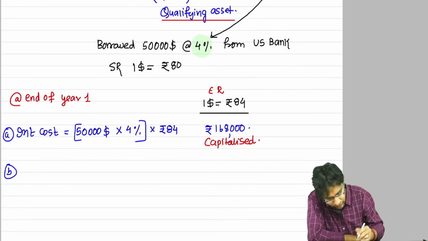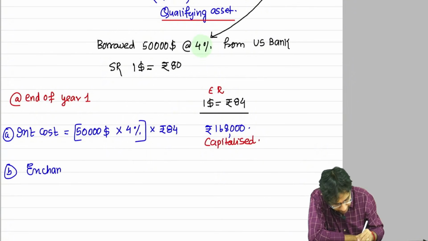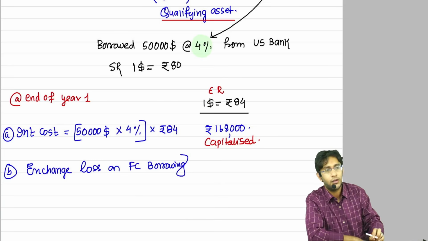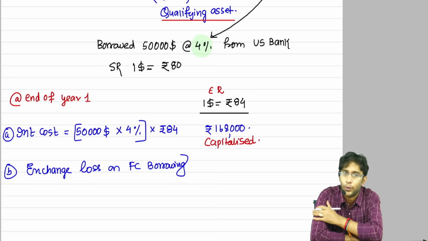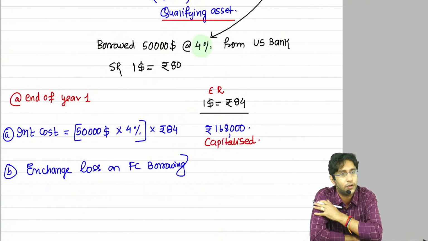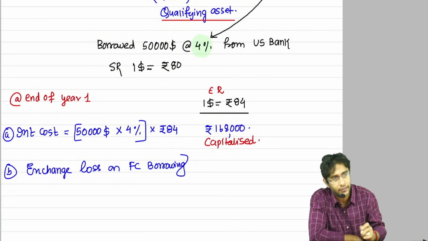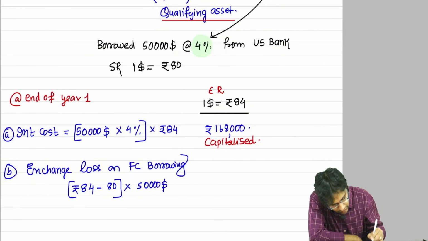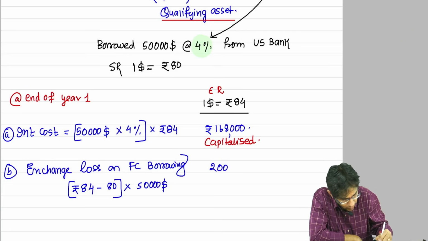Now, you are having exchange loss on foreign currency borrowing. Now you understood why the SBI fellow laughed at you. Foreign currency borrowing, the interest rate will be cheap only, but you will be having a side effect. What is your side effect? Exchange loss, currency fluctuation, or risk is there. How much loss am I suffering? 84 minus 80, into $50,000. 2 lakh rupees.